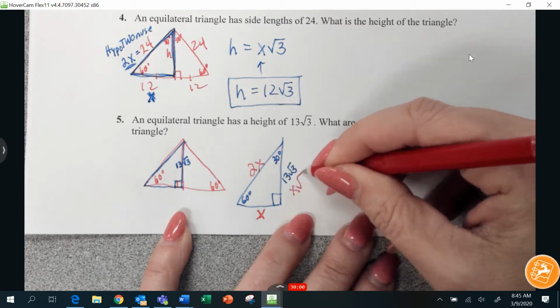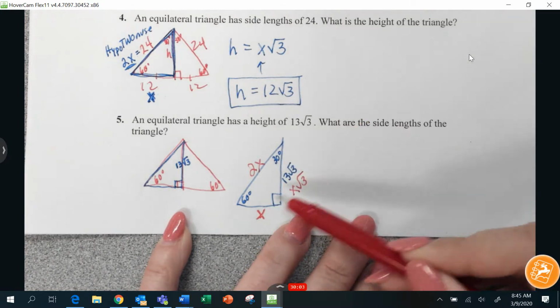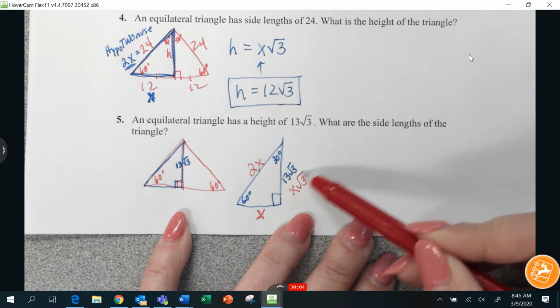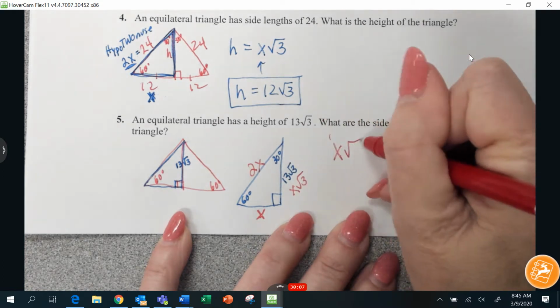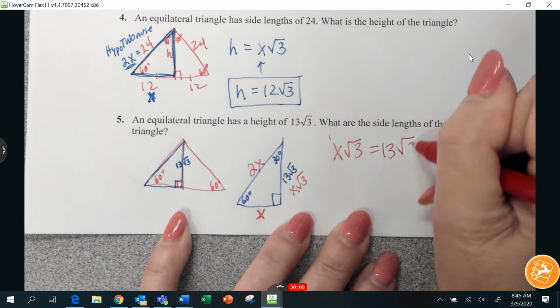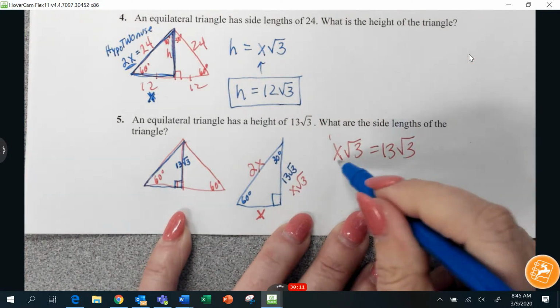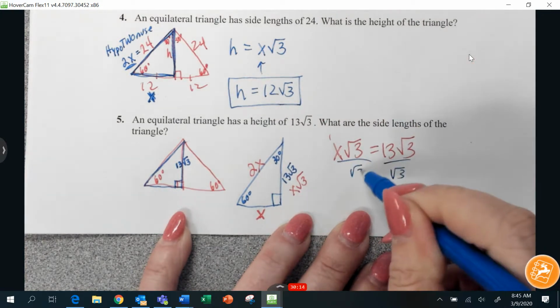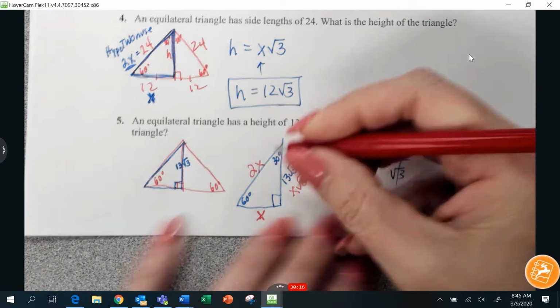X radical 3. Now looking at these three, I know the third side. That's the one I know. I know that x radical 3 is 13 radical 3. So we divide by radical 3, and we get that x equals 13.